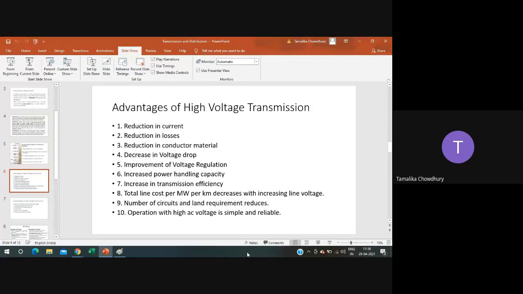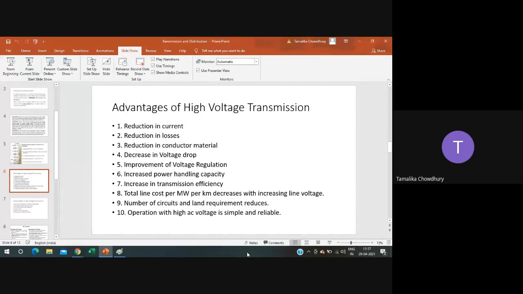Next is the reduction in conductor material. Transmission lines obviously consist of conductors. You have seen the towers that carry the 3 wires, those wires are the conductors. Obviously insulated conductors are also there. So those live wires that you see, those are the conductors. Now we need a high voltage transmission, because it also reduces that conductor material, meaning the volume of the conductor. What is the total volume of the conductor? That is even reduced by this. So how is it reduced?